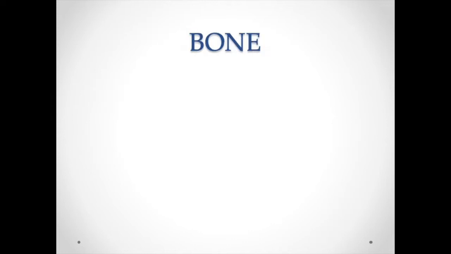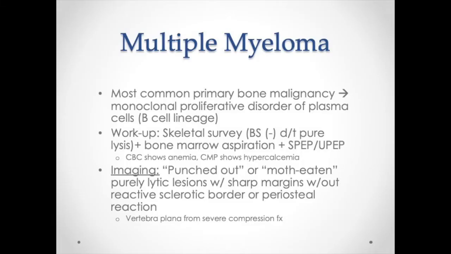So we'll start with bone, and then we'll move on to soft tissue in the second half of the presentation. And as usual, we'll start off with malignancies and progress our way to benign entities. So the first lytic or cystic lesion of bone is multiple myeloma.